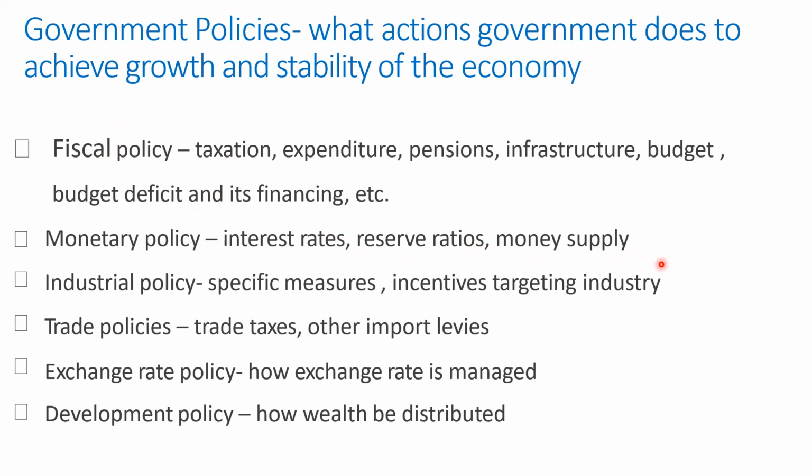Now, not the economic growth, try to control the inflation. Okay? And then industry policies, specific measures, incentives targeting industries. Trade policies, there are trade taxes, other import levies. Then exchange rate policy, how the exchange rate is managed.